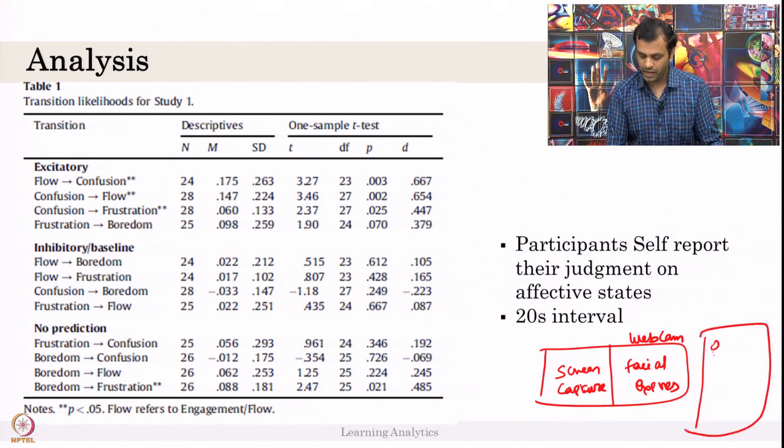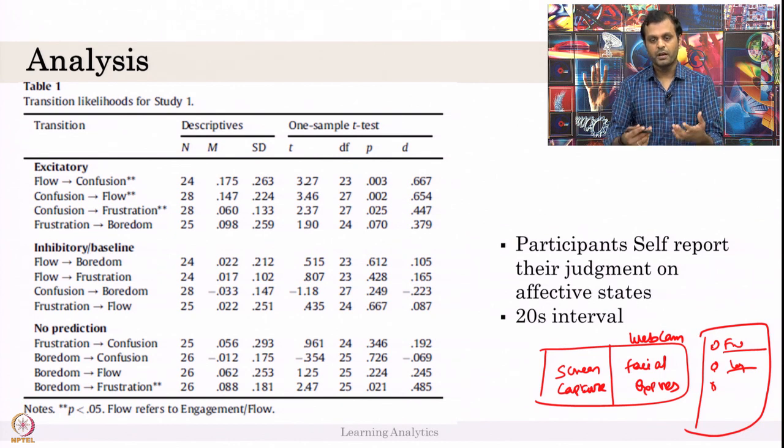There will be a menu bar. Ask the students to report their emotion, like frustrated. They just select the option. You show what the student was doing, the contextual information, and also the facial expression, and ask them to report their own emotions at that particular time. So, self-report.